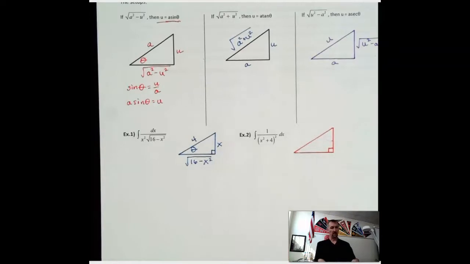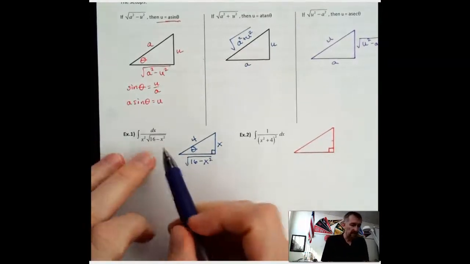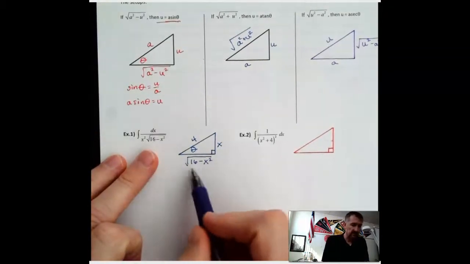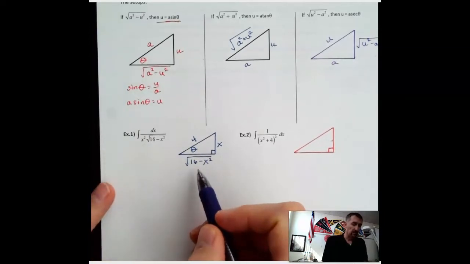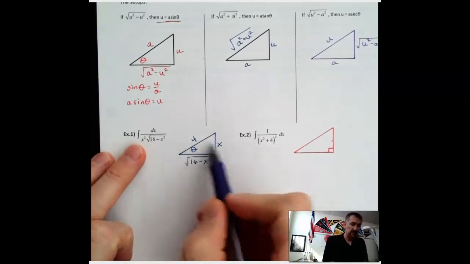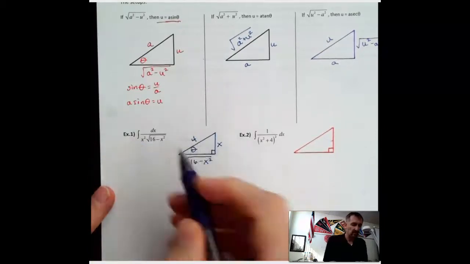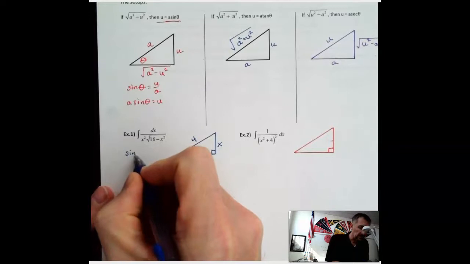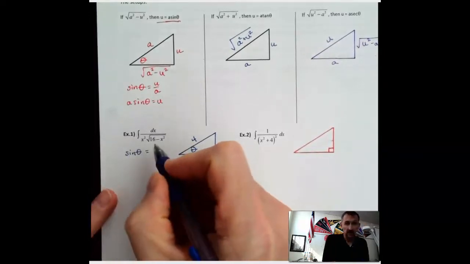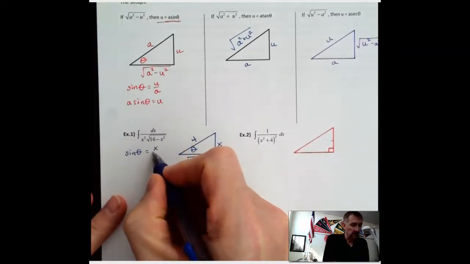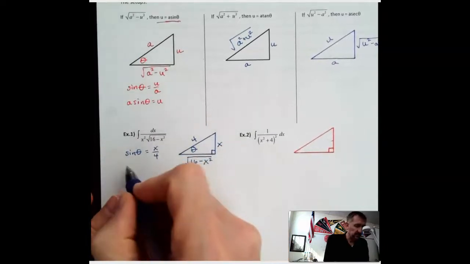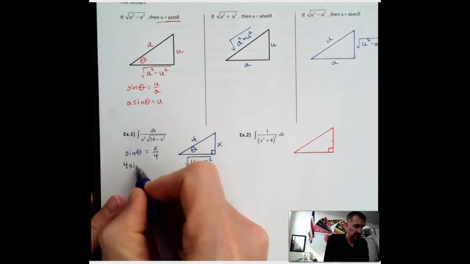So now we want to be able to substitute out some of this stuff. So we want to substitute this out. So we also want to know what x is. If I want to know what x is, that would be sine. Sine of theta is x over 4. So x is actually equal to 4 sine theta.